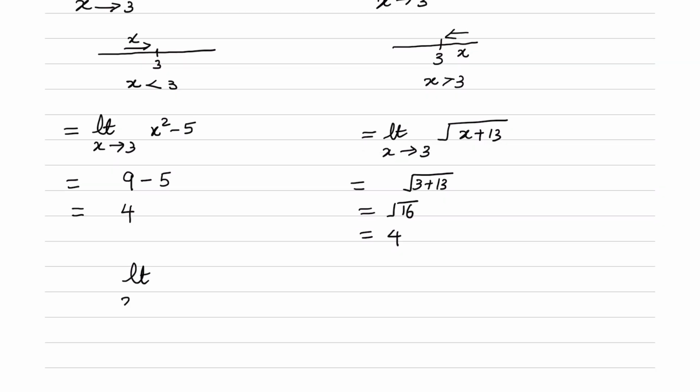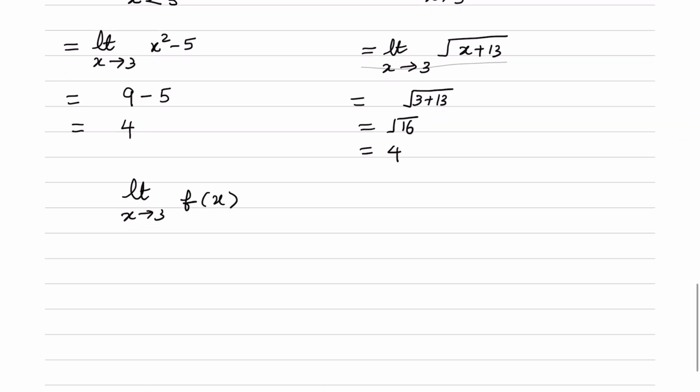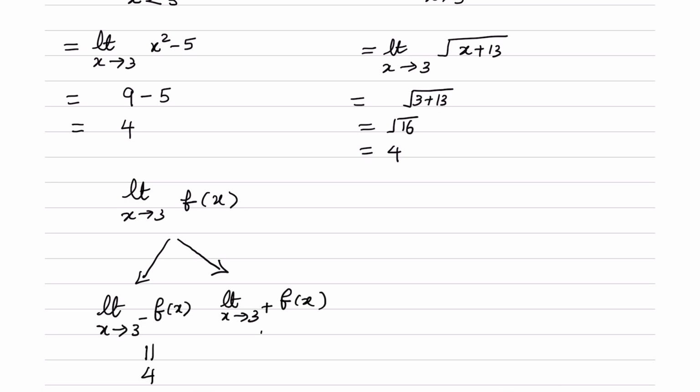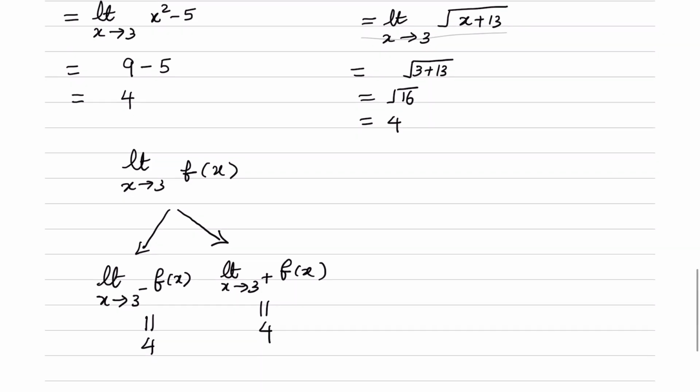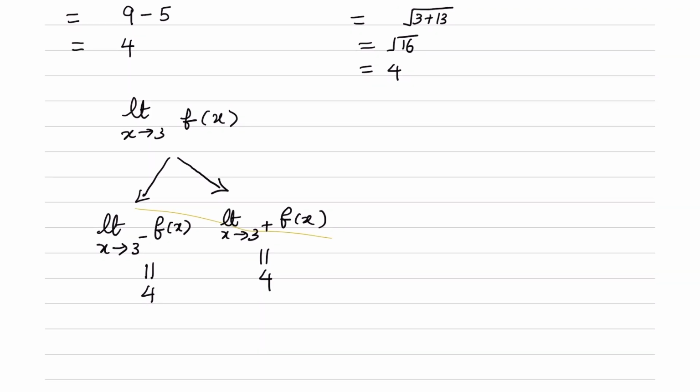When we had to find the limit at 3 for the function, since our function f of x was splitting at 3, we split our question into two parts, left hand limit and right hand limit. For the left hand limit, the answer was 4, and for the right hand limit, the answer was 4. Since both left hand limit and right hand limit are the same, you will say that the limit of the function f of x at x equal to 3 exists.